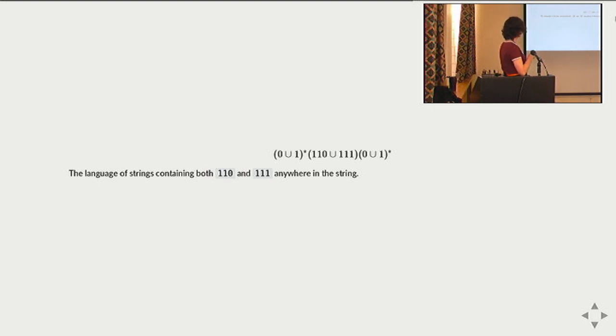And we can make a regular expression that looks a bit like this. It doesn't look like a regular expression that you've seen, right? It doesn't look like one you've defined in Python. But it's a regular expression. We can read this as, I'm looking for a string that starts with 0 or a 1 any number of times, followed by 110 or 111, followed by 0 or 1 any number of times.